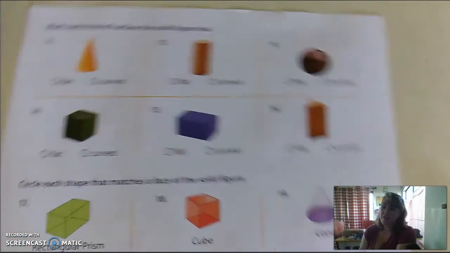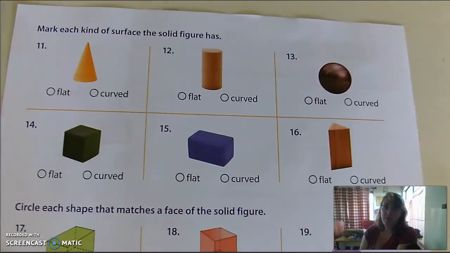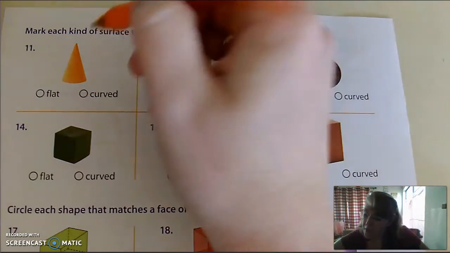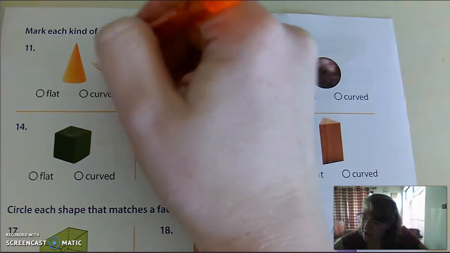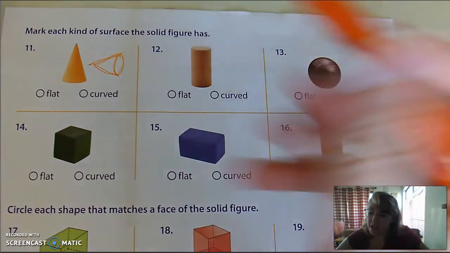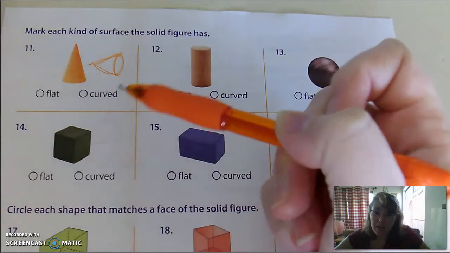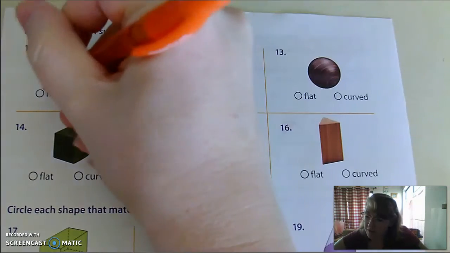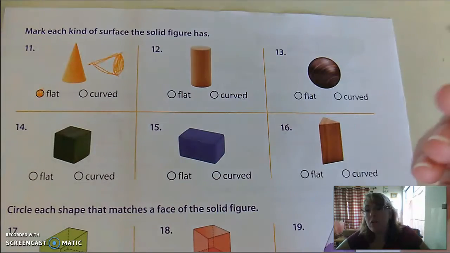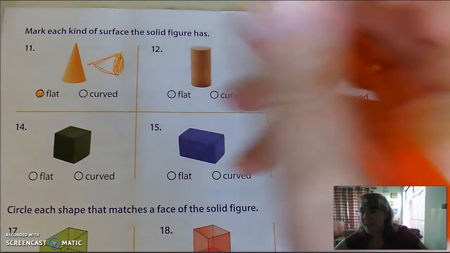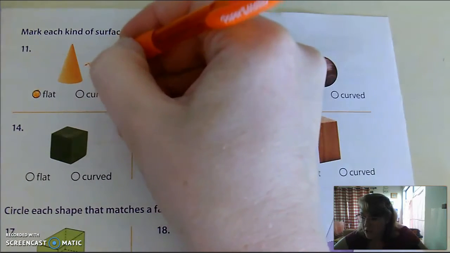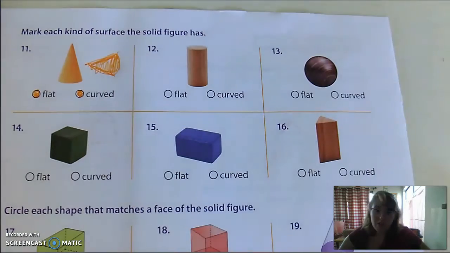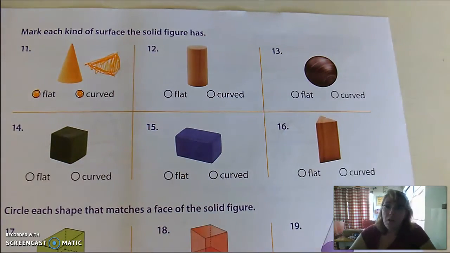Mark each kind of surface the solid figure has. Okay. This is a cone. Remember, if I put it sideways like this, that's what it looks like. Does this cone have a flat surface? Yeah, the flat surface is right there. Does it also have a curved surface? Yes, because the curved surface is right here. So you can pick more than one of these answers if you need to, okay?